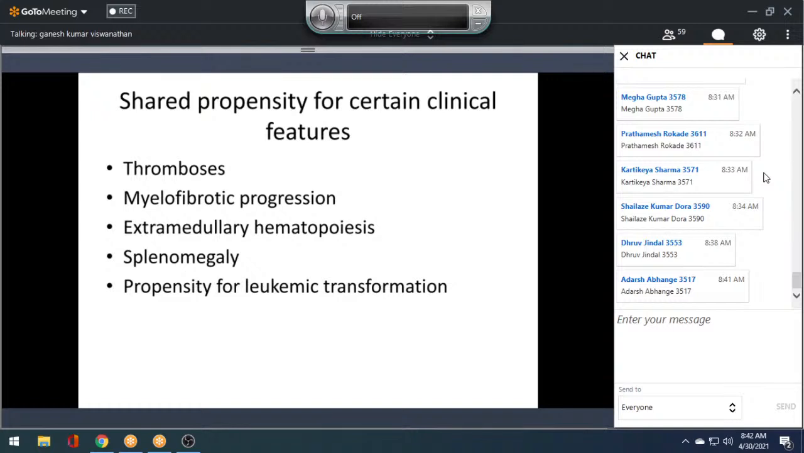So when they are present just as MPNs, the survival is long. It can go up to 5 to 10 years or even more. But when they transform or progress to acute leukemia, the patient doesn't survive beyond a few weeks or months.